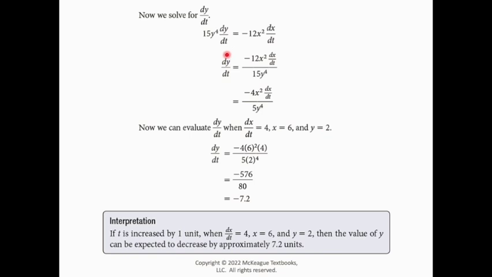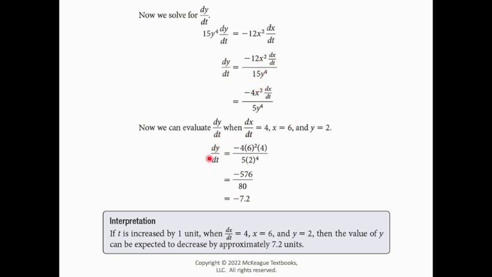I'm going to subtract 12x squared dx dt from both sides, and then I'm going to divide both sides by 15y to the fourth. That will isolate our dy dt. So this tells us that the derivative of y with respect to t is negative 12x squared dx over dt, all divided by 15y to the fourth. And then, of course, we can simplify it by dividing both the top and the bottom by 3.